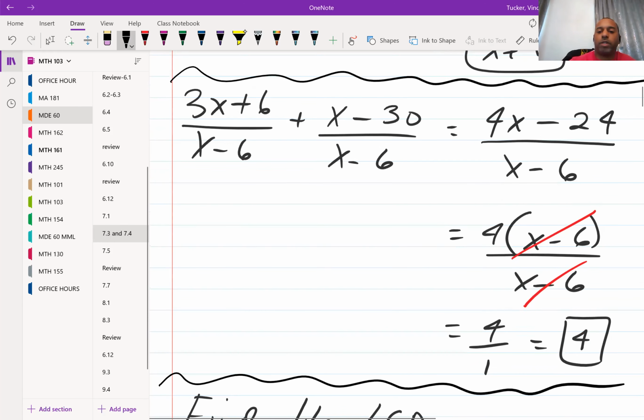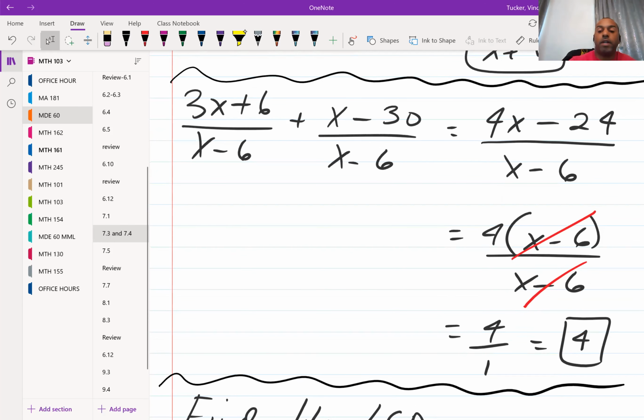All right, any questions on that? So that's 14.3, adding and subtracting rational expressions with common denominators. They give you the common denominators already, so you just add and subtract them accordingly, and make sure you're okay with doing that.